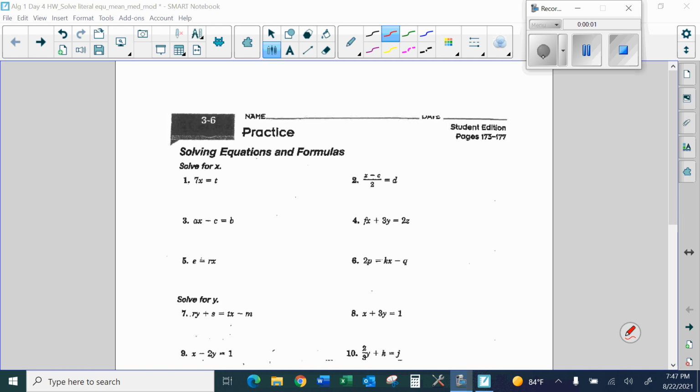Good morning, students. Today we're going to solve what's called literal equations. I don't like how they have it as solve equations and formulas. Usually it's called solving literal equations.